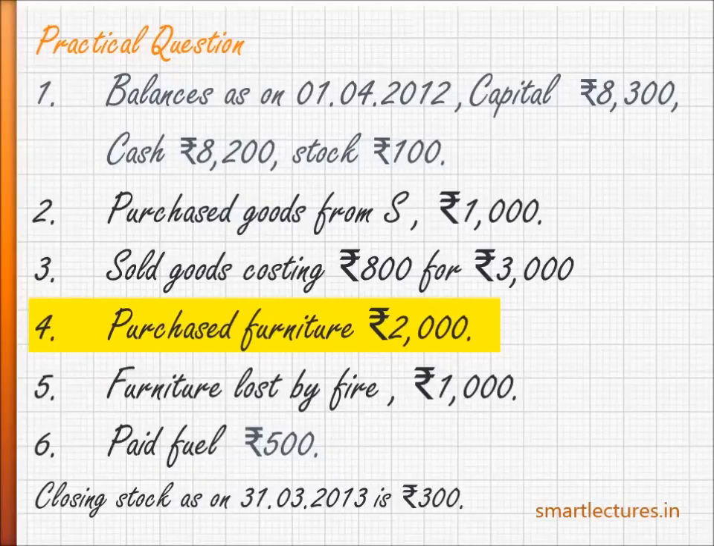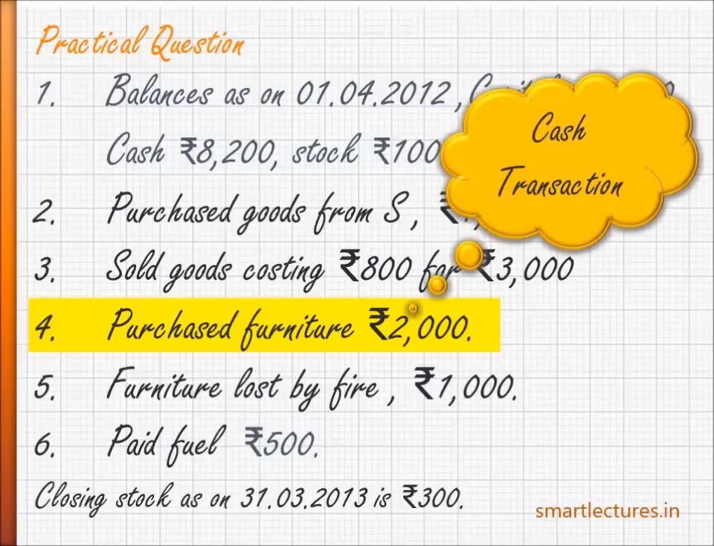Now, purchased furniture rupees 2,000. We have bought furniture. Furniture is an asset for us and it has been bought on cash basis because it has not been clearly mentioned in the transaction whether it was a cash transaction or credit transaction. But if the question is silent and the name of the party is not given, what do we assume? We assume that this is a cash transaction. So we have purchased this furniture on cash basis.